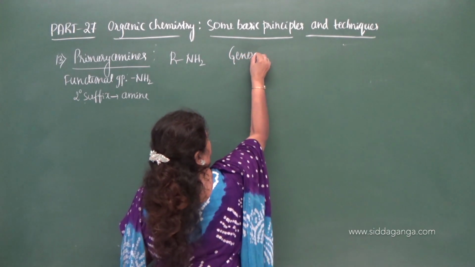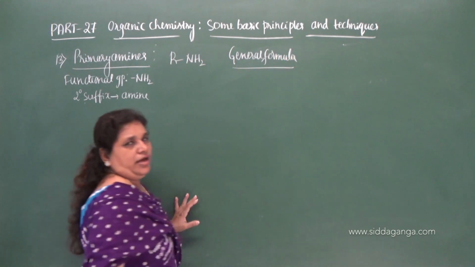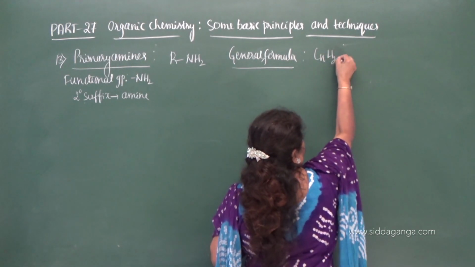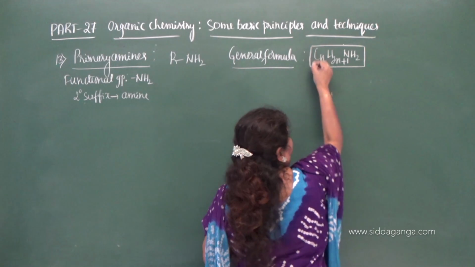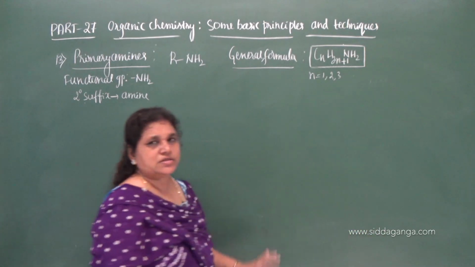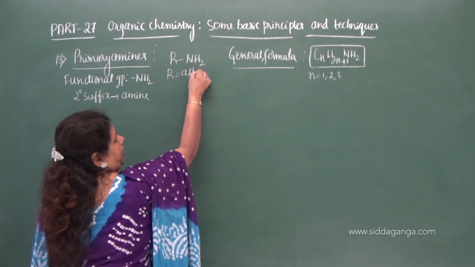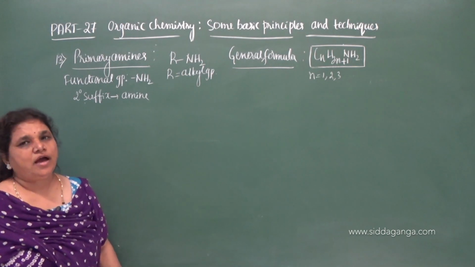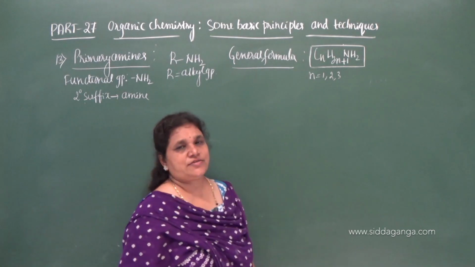So what is the general formula? Write the general formula of alkyl groups: CnH2n+1, NH2. So this is the general formula of primary amine. It starts from n equals 1, 2, 3, because here R is always an alkyl group. If it is hydrogen, it becomes ammonia. Therefore, it is always an alkyl group, and the value of n starts from 1.